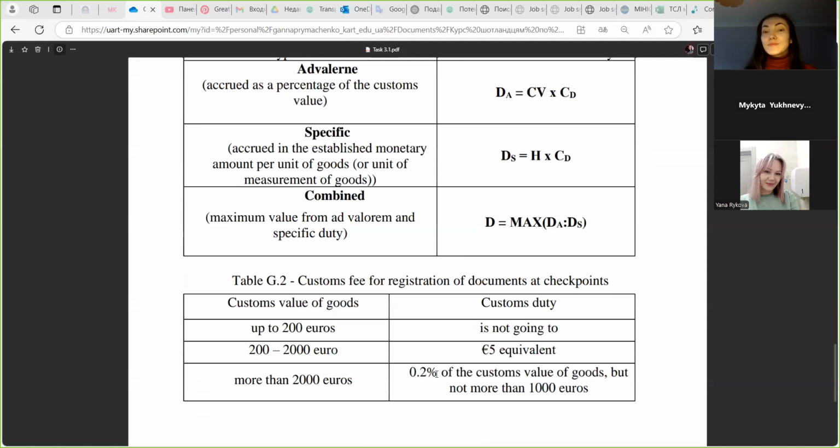I have 9,425, and I multiply by 0.002, and I have 18 euro. Okay, so you have 18 euro. It is less than 1,000. Write this information somewhere for yourself.